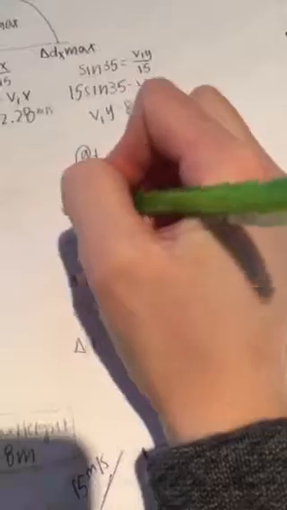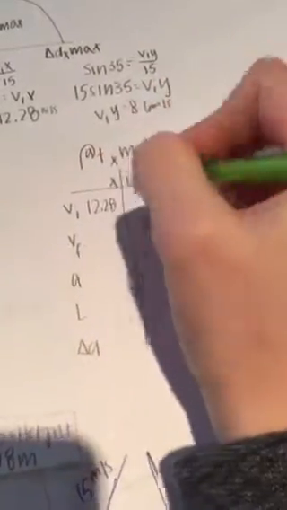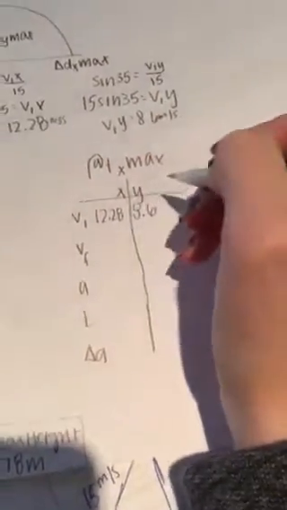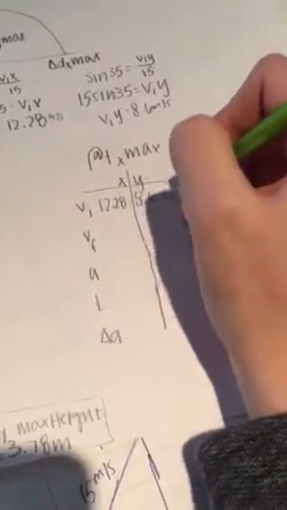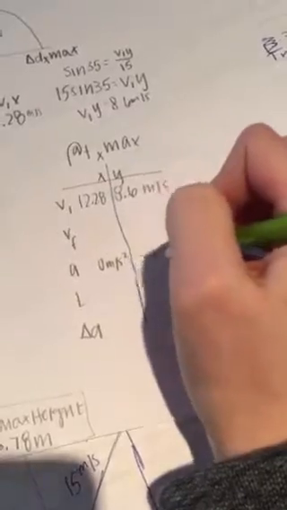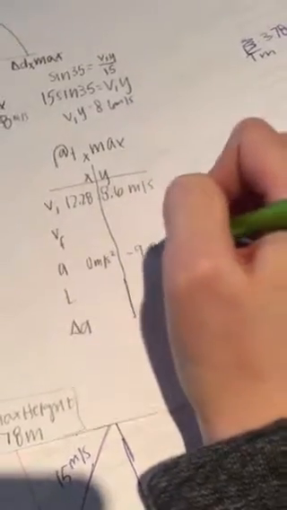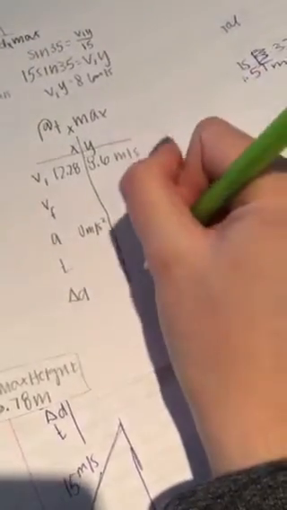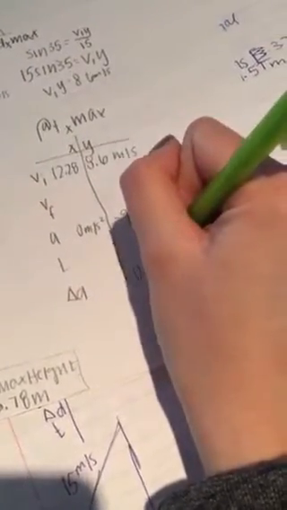Okay. And so now we're going to do the same thing on the other side for the x max. So you plug in the same numbers, 12.28 and 8.6 meters per second. And then same thing, 0. And then negative 9.8 meters per second squared. And then the displacement, or the delta d for y, is 0.